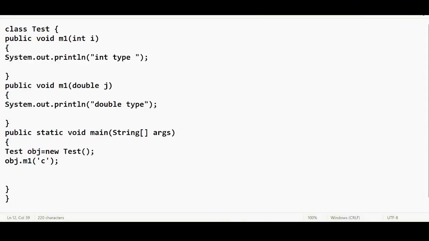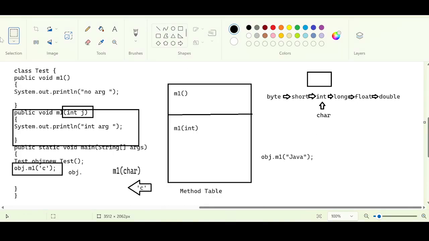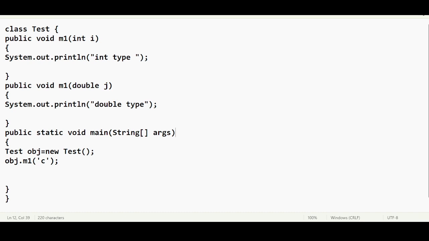We are passing a value of character type. Very simple. According to the promotion chart, this is our promotion chart, isn't it? We are passing a character. Next to the character, the next type in the chart is integer. It will try to find a method that accepts integer as a parameter. There is a matching method, integer is there, so this will get executed.